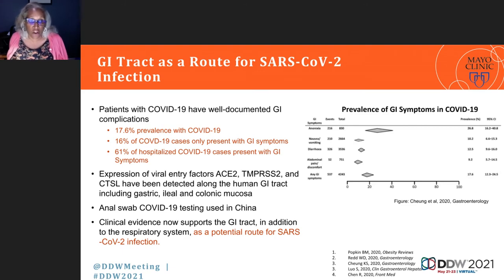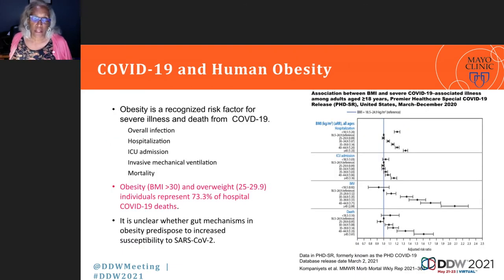Clinical evidence now supports the GI tract, in addition to the respiratory system, as the potential route for SARS-CoV-2 infection. Obesity is a recognized risk factor for severe illness and death from COVID-19. Obesity, a BMI of greater than 30, and those overweight individuals represent 73% of hospital COVID deaths. It is unclear whether the gut mechanisms in obesity predispose to increased susceptibility to SARS-CoV-2.